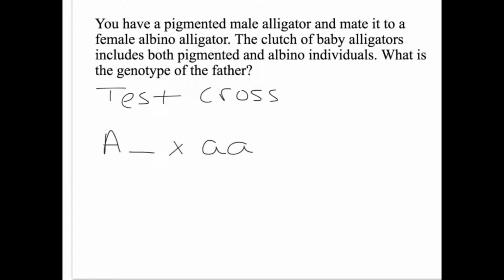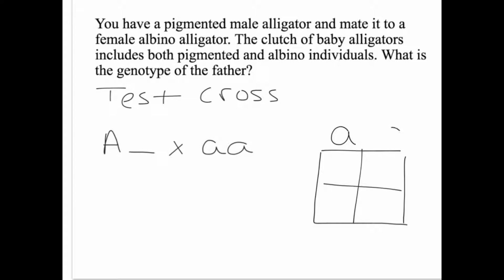To solve the test cross, one of the easiest ways is to just fill in what we know in a Punnett square. So here's our Punnett square. So let's start with mom. We know that the female alligator is homozygous recessive. So her genotype is little a. We could put that on top of our Punnett square.